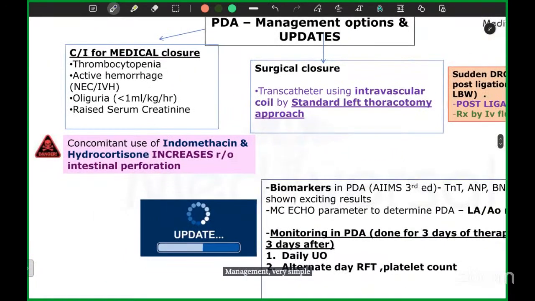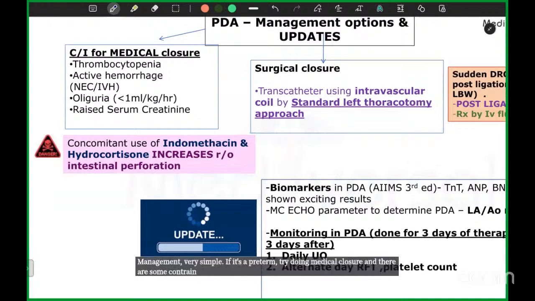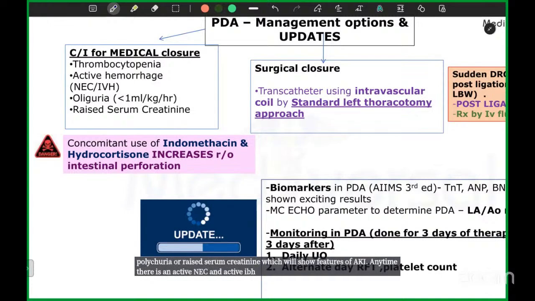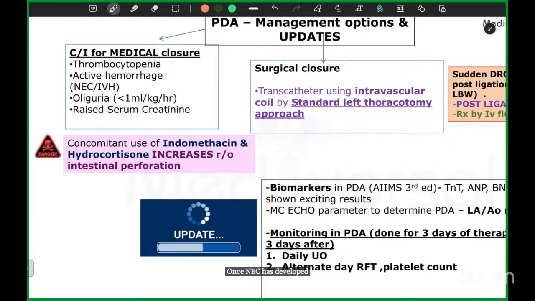If it's a preterm, try doing medical closure. And there are some contraindications for medical closure, like thrombocytopenia, where the platelet count is less than 1.5 lakhs, polyuria, or raised serum creatinine, which will show features of AKI. Anytime there is an active NEC and active IVH, please note I said that ibuprofen reduces the risk of NEC, but once NEC has developed, once IVH has developed, there is no point in trying a medical closure. You'll straight away shift to surgical closure.